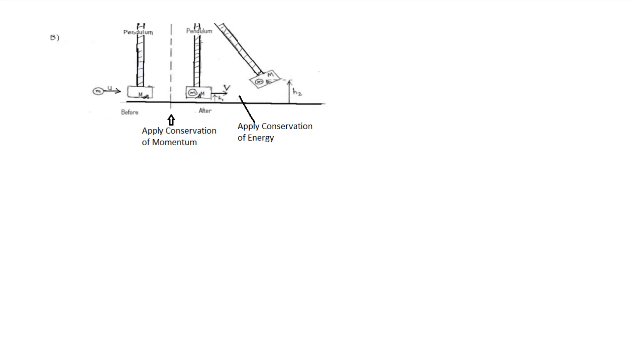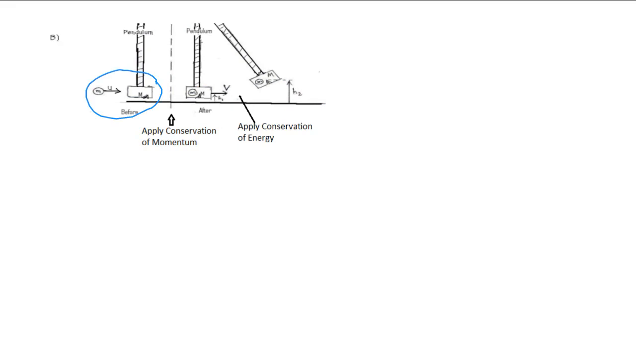And after the collision, the ball and the pendulum, they both move together. So basically we have a completely inelastic collision because there's going to be energy loss in this collision, but we can still apply conservation of momentum for the collision. Now after the collision we can apply conservation of energy, because we can assume that there is no friction or air drag.